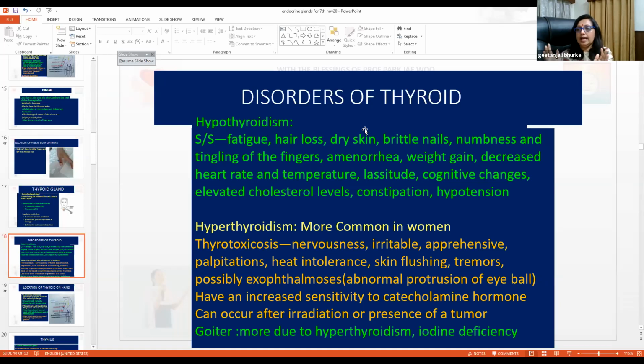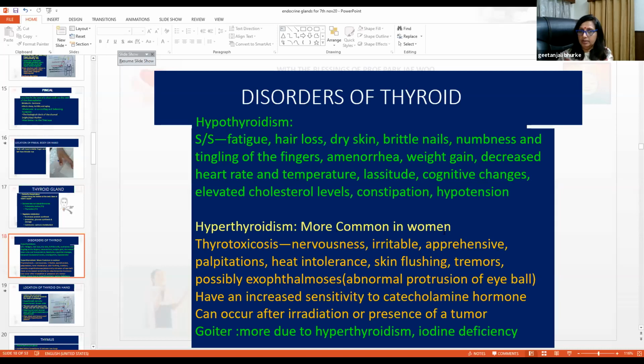This is what happens in hypothyroidism. So generally your T3, T4 are very low in the bloodstream. As a result, the pituitary starts releasing a lot of TSH, thyroid stimulating hormone, in the bloodstream. So that is what your thyroid test is all about. And you can do it once in 3 months.